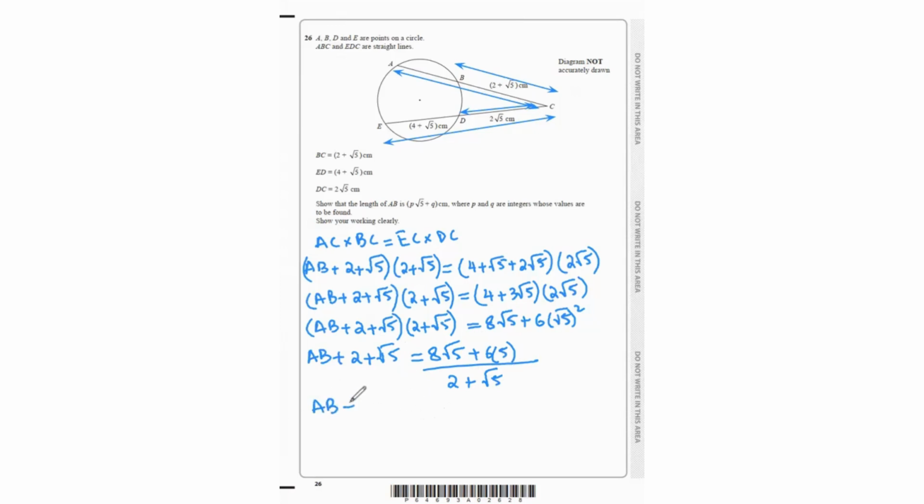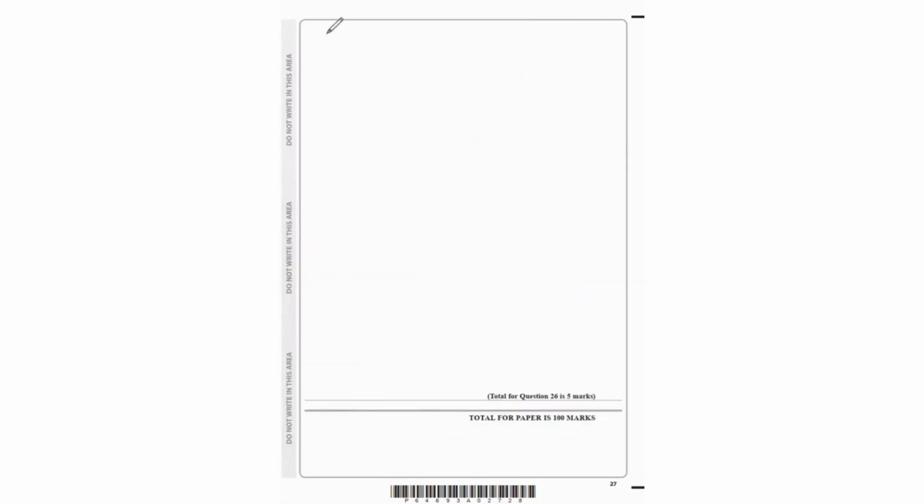Next, we're going to rationalize the denominator on the right-hand side. The left-hand side is going to remain as it is for now. So we multiply this by 2 minus root 5 and divide it by 2 minus root 5. That's going to be AB plus 2 plus root 5 equals 8 root 5 plus 30 times 2 minus root 5, over 2 plus root 5 times 2 minus root 5.